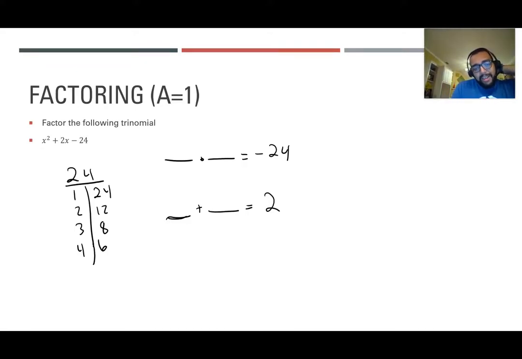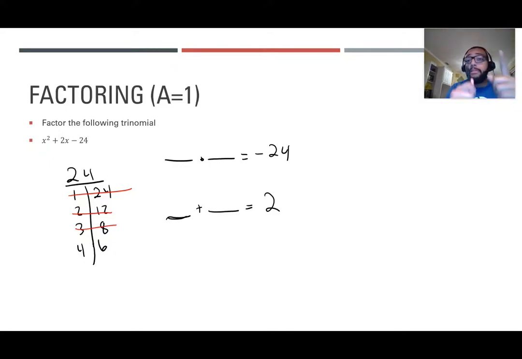So again, add and subtract each of these pairs together. If you get somewhere in the ballpark of 2, that's great. From there, we'll assign our negatives. So 1 plus 24 is 25. 1 minus 24 is negative 23. That's not going to work out. 2 plus 12 is 14, but 2 minus 12 is negative 10. That's still not going to work out. 3 plus 8 is 11. 3 minus 8 is negative 5. Yikes. 4 plus 6 is 10, but 4 minus 6 is negative 2.